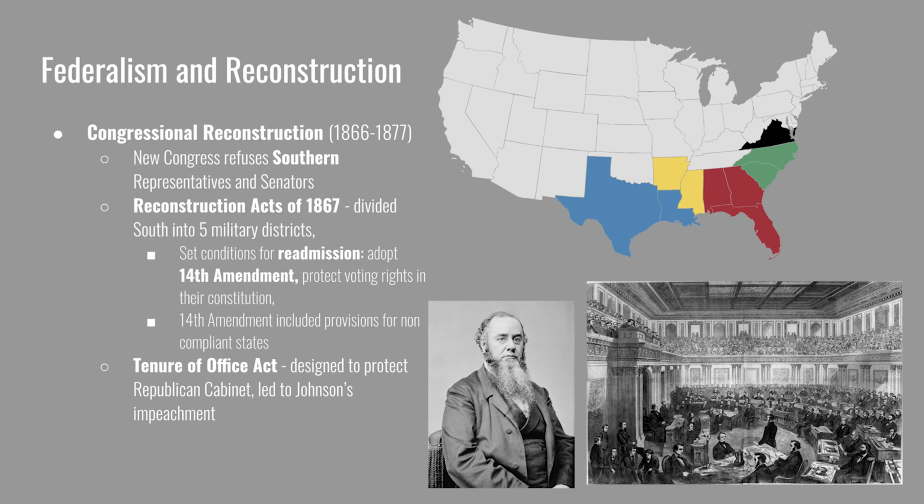It said that if the president wanted to fire a cabinet secretary, he would have to gain the consent of Congress. Andrew Johnson, not liking being told what to do, fired Stanton. It angered Congress, and then they brought up articles of impeachment against Johnson for breaking this law. The Senate impeachment trial failed to remove Johnson by just one vote.